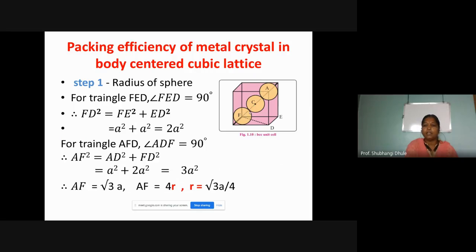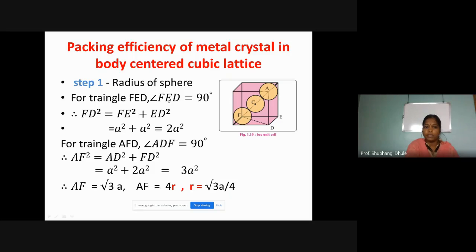So we can do this with simple mathematics. Here we mark the point D and the point E. This is the center of one sphere at a corner, A. The center of the sphere at the center of the unit cell is C. The center of the sphere at another corner is F. So this is the diagonal actually. Now the first step is to calculate the radius of the sphere.